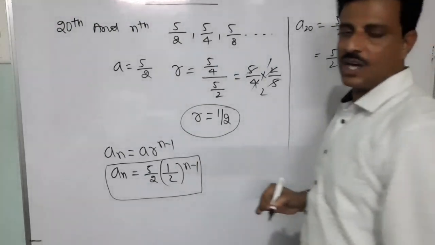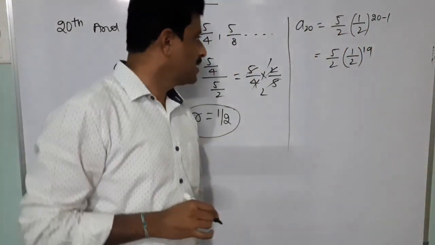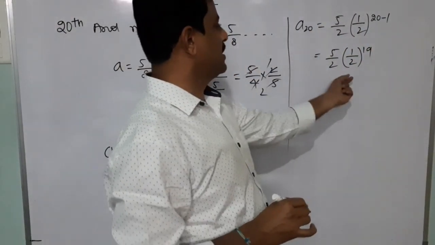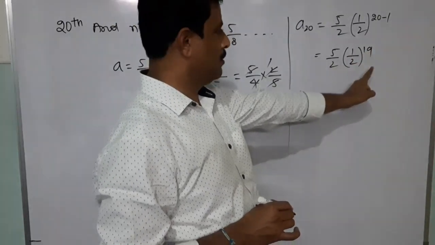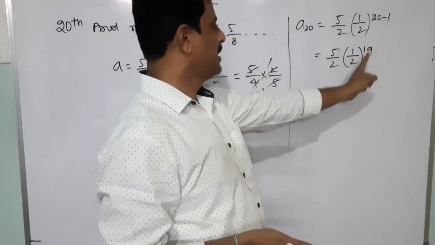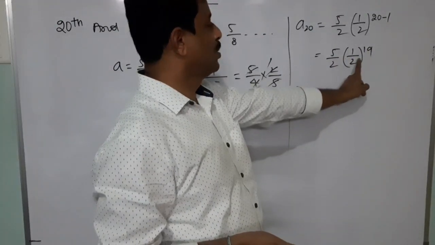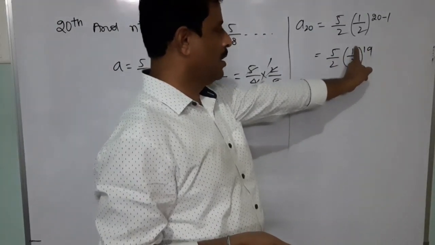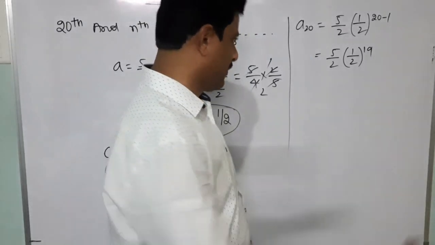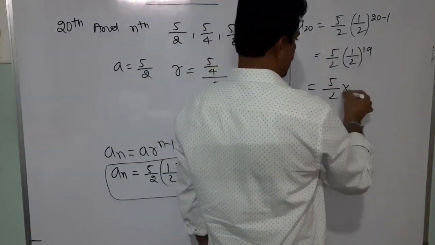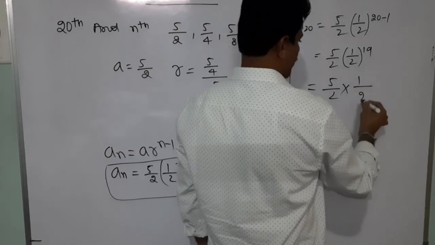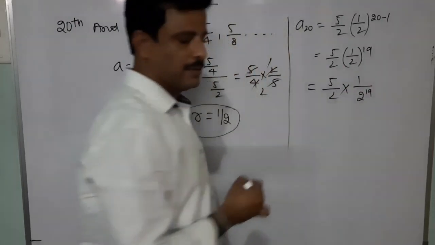So this is right, the 20th term is this one. Otherwise you can simplify: 1 whole to the power of 19 is 1, next 2 to the power of 19. You can directly write 1 divided by 2 to the power of 19. So 5 divided by 2 into 1 by 2 to the power of 19, you should write this much, no problem.